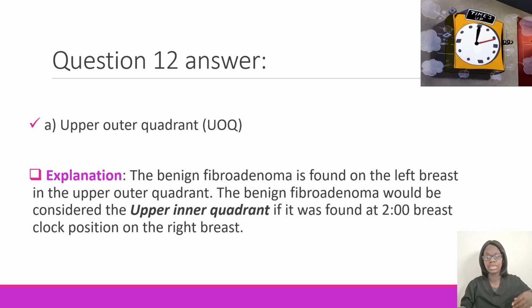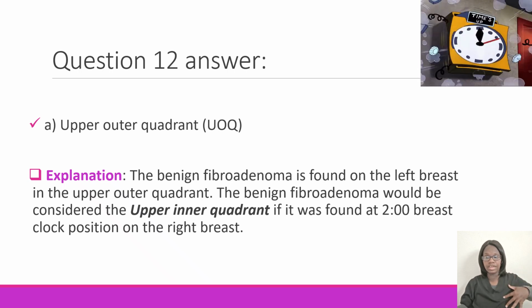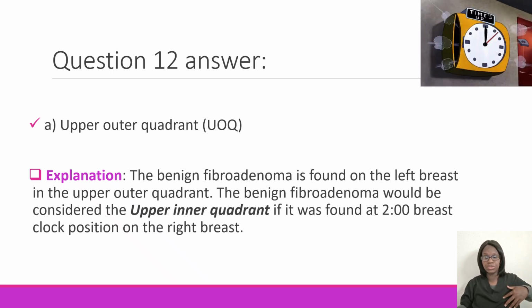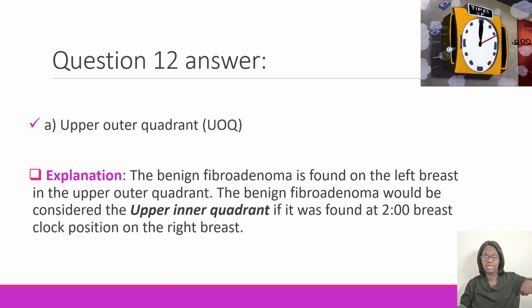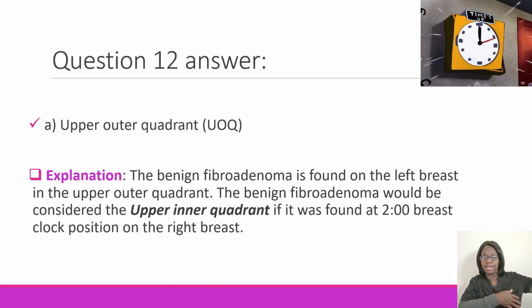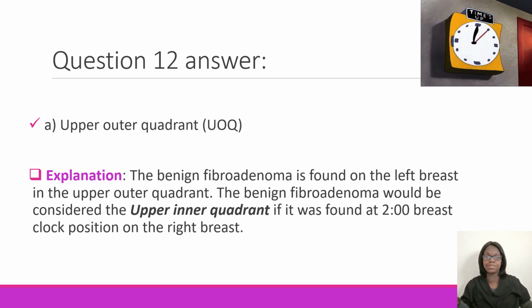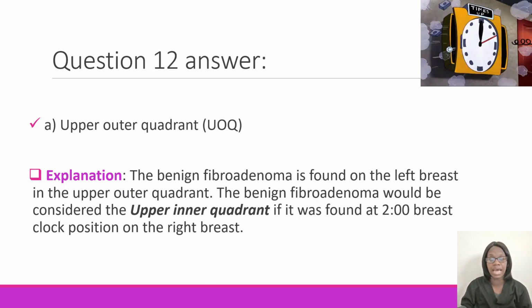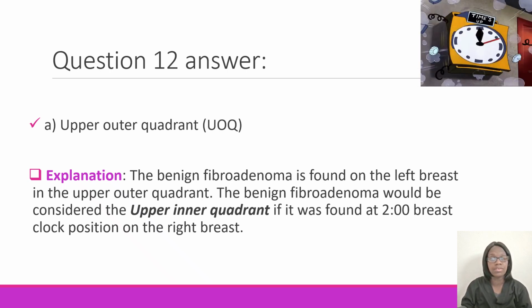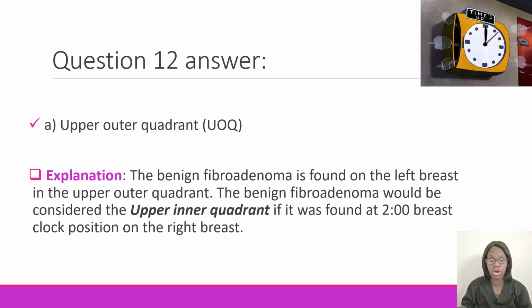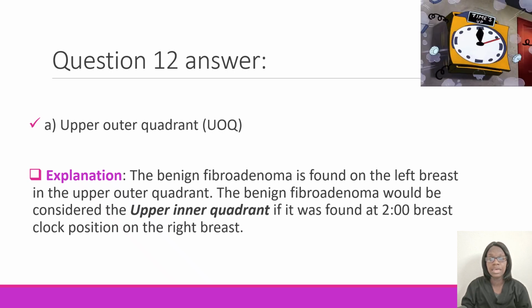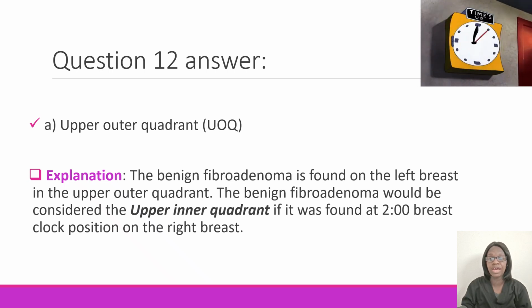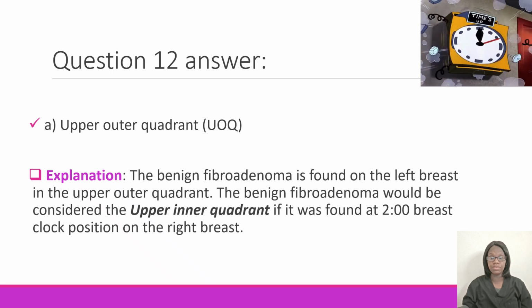So like I was saying, you'll go to your left breast, and then it says 2 o'clock, so 12, and then 2 o'clock will be on this side, which is the axillary area, which is the outer quadrant. So the benign fibroadenoma is found on the left breast in the upper outer quadrant. The benign fibroadenoma would be considered the upper inner quadrant if it was found at 2 o'clock breast clock position on the right breast. So do it with me.